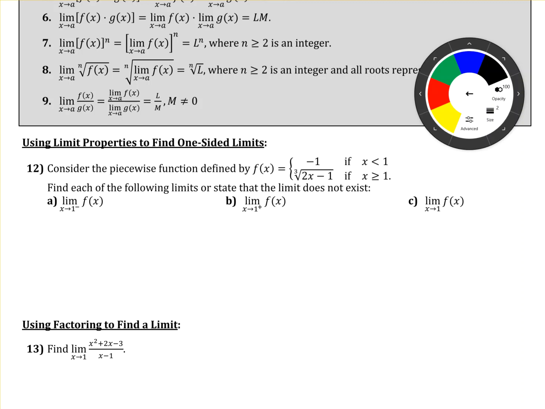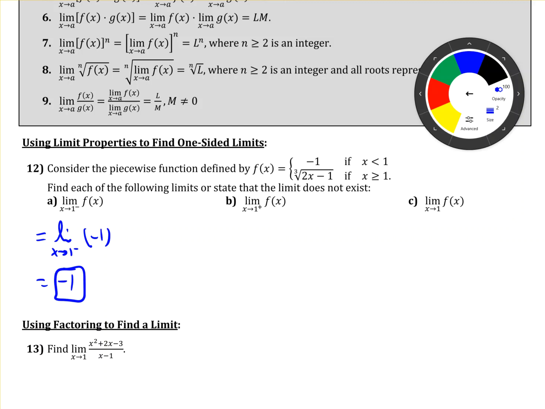All right, so let's look at the limit as x goes to 1. Remember that little minus sign means from the left. So as x approaches 1 from the left, we're always going to be where x is less than 1. So we're going to use this top function right there. So that's going to equal the limit as x goes to 1 of -1. And again, the limit of a constant is just itself, so I get -1 for my answer there.